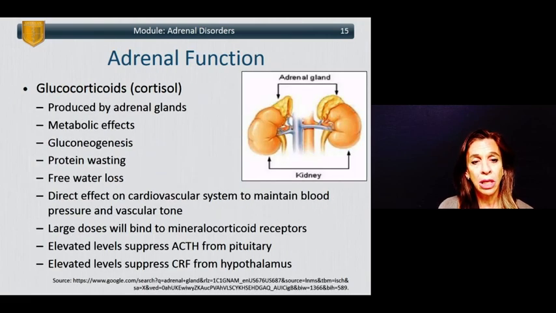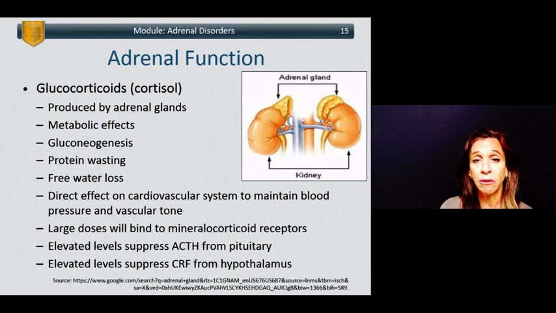So the adrenals produce various hormones. One of the most important is glucocorticoids or cortisol. Glucocorticoids are produced by the adrenal glands and have metabolic effects, driving gluconeogenesis or the production of glucose. Cortisol causes protein wasting, causes free water loss.